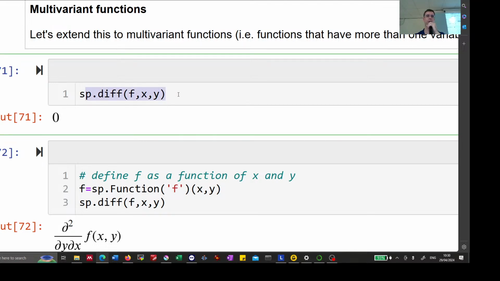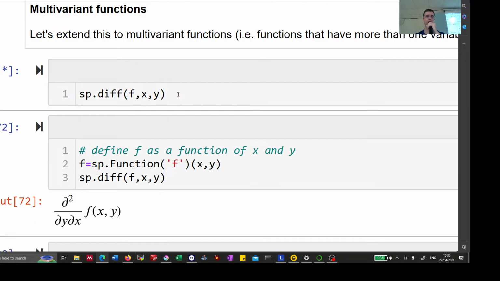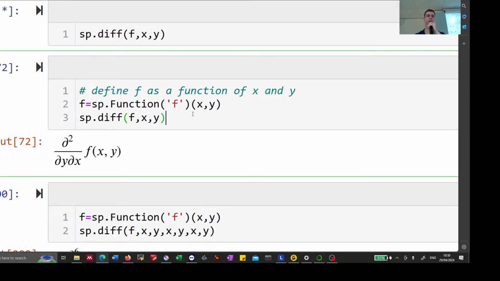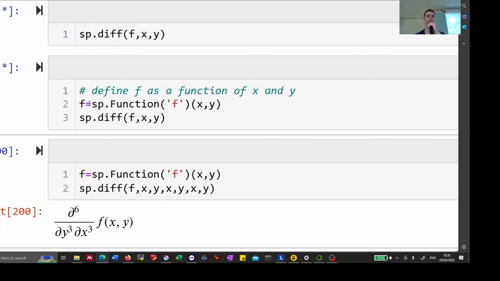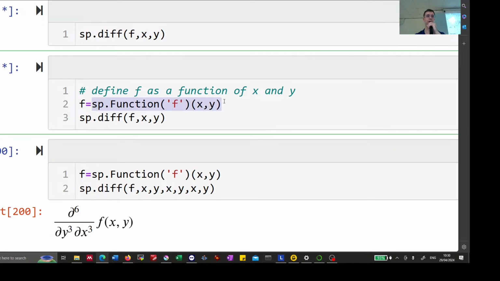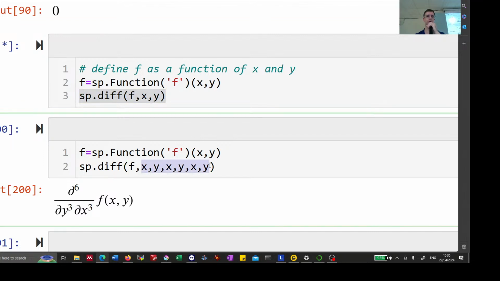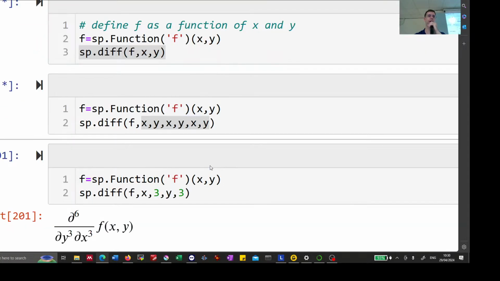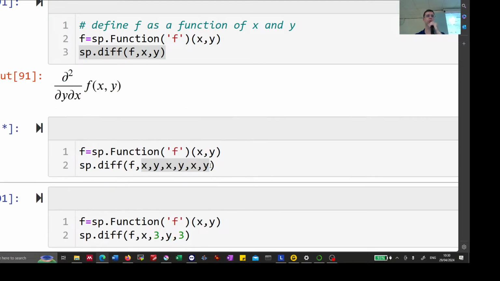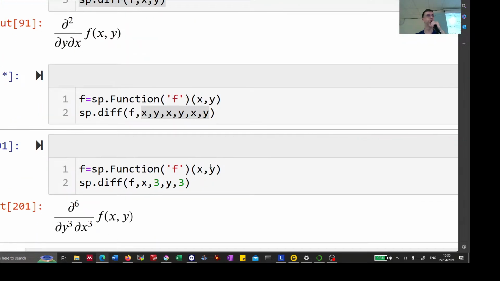Here's an example with f, x, and y. It is 0 because f doesn't depend on y. I fix this because I can just define a function that depends on x and y, and then I can take the derivative, which is non-zero. And as you see here in this example, I can add many different variables with which I want to take the derivative.